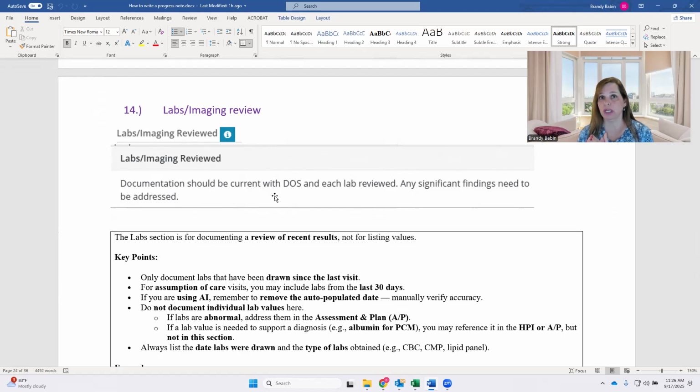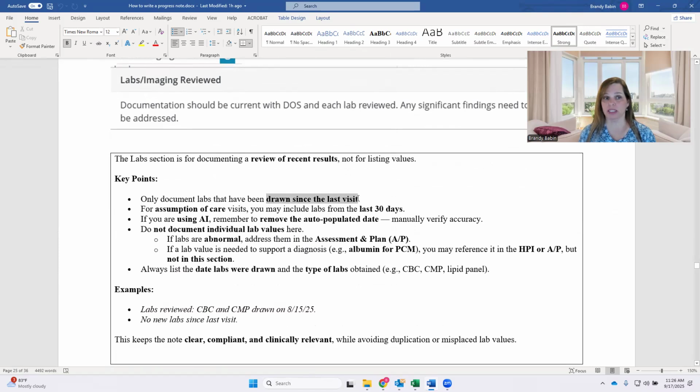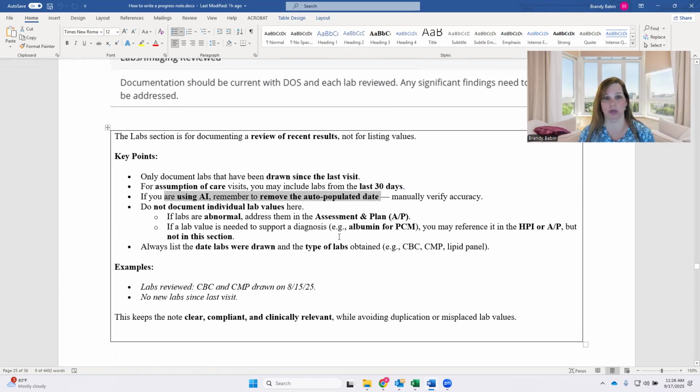And if you saw them 2 weeks ago, your labs then go from today to 2 weeks ago. And there's that short span that you're going to do. And if you only saw them 5 days ago, then that's even smaller. And so the labs that you can review are from the last 5 days to now. Okay, so only from visit to visit. And when you do your initial, I only want the last 30 days. Document labs that are drawn since the last visit. Your assumption of cares are the last 30 days. If you're using AI, remember to remove the date before you add it.